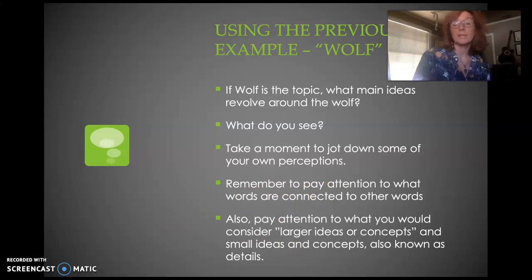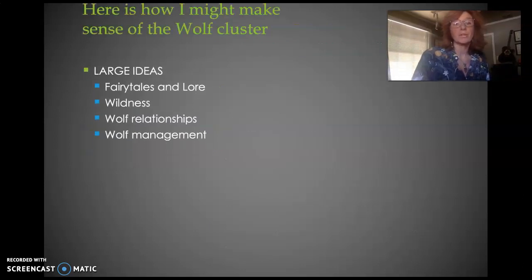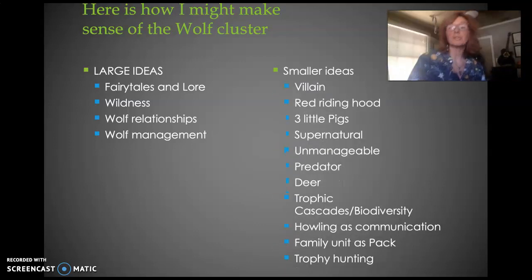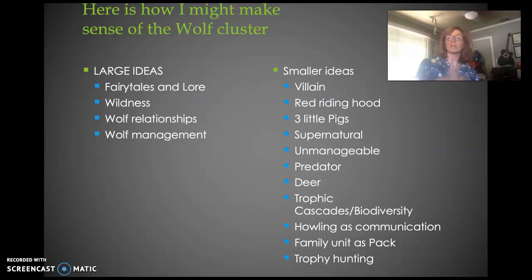Okay, I'm going to move on to the next slide, but hopefully you guys took a little time, paused it right now, and wrote down some of your ideas before you even get to the next slide. So here we are. If I was going to look at what are the larger ideas, I'm going to talk about fairy tales and lore, wildness, wolf relationships, wolf management. And some of the smaller ideas are villain, Red Riding Hood, Three Little Pigs, supernatural, unmanageable, predator, deer, trophic cascades and biodiversity, howling as communication, family unit as pack, trophy hunting. Right?